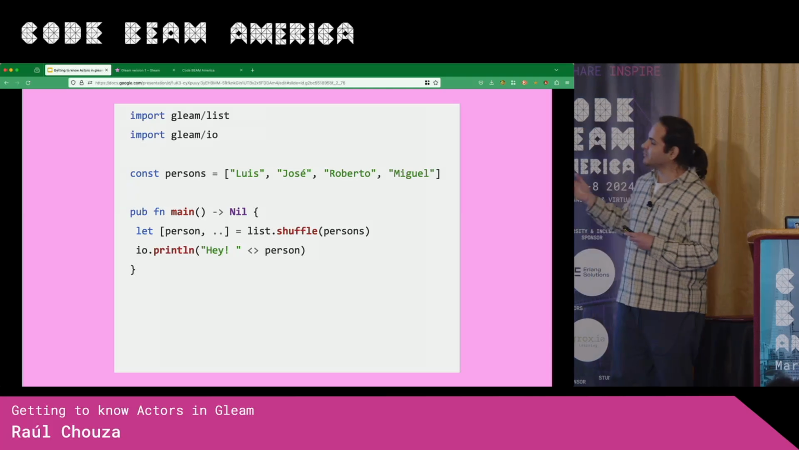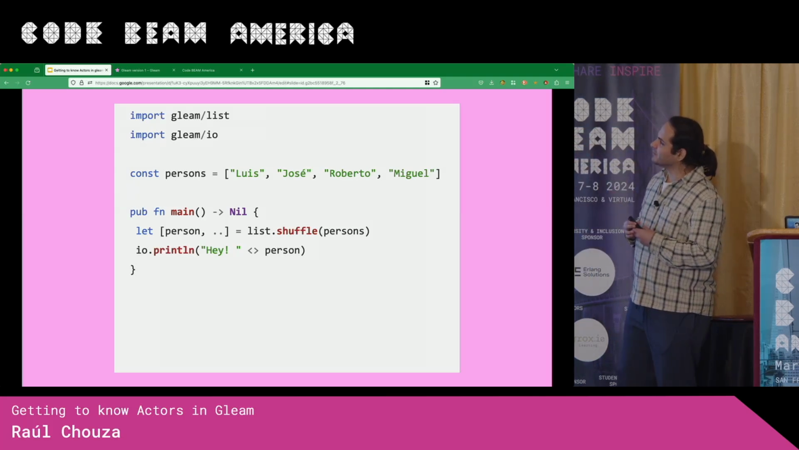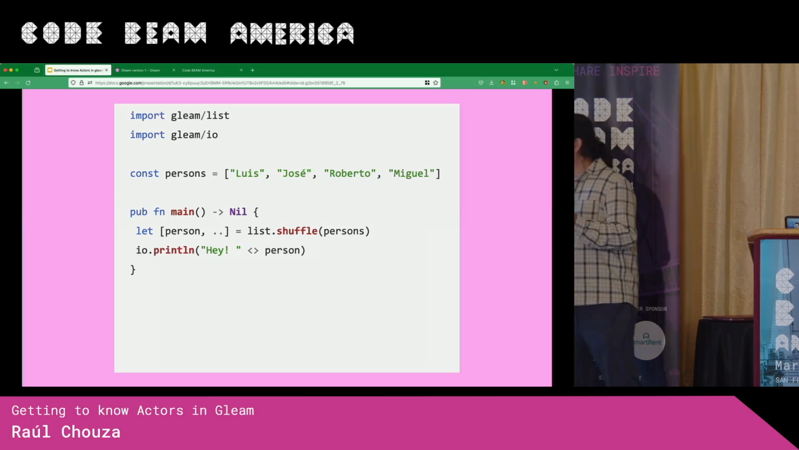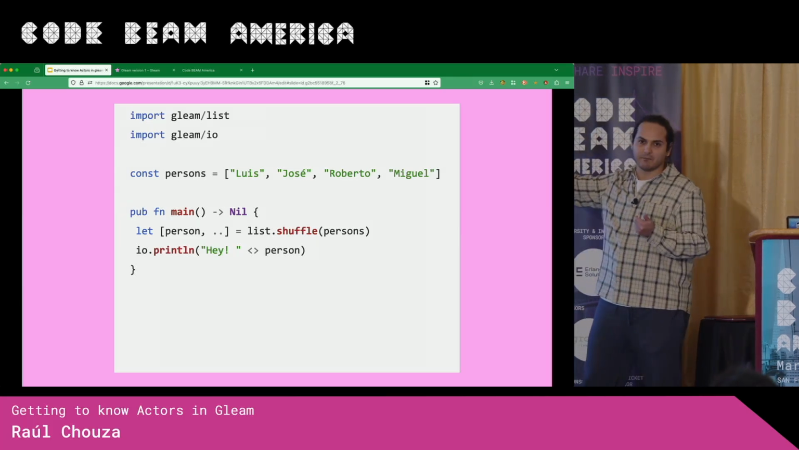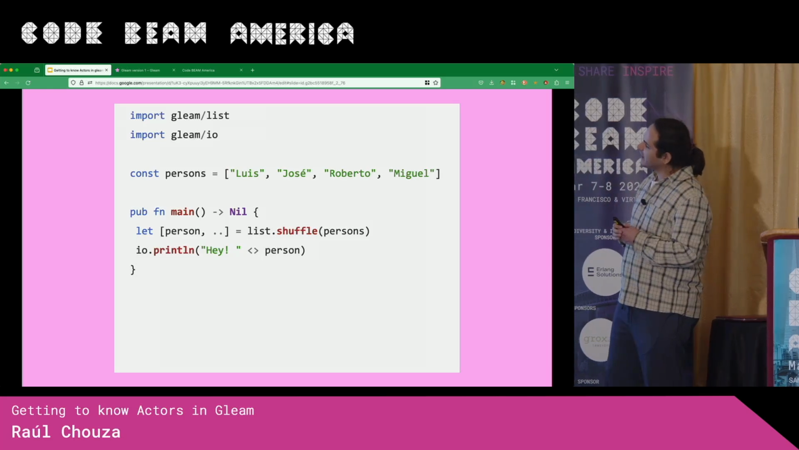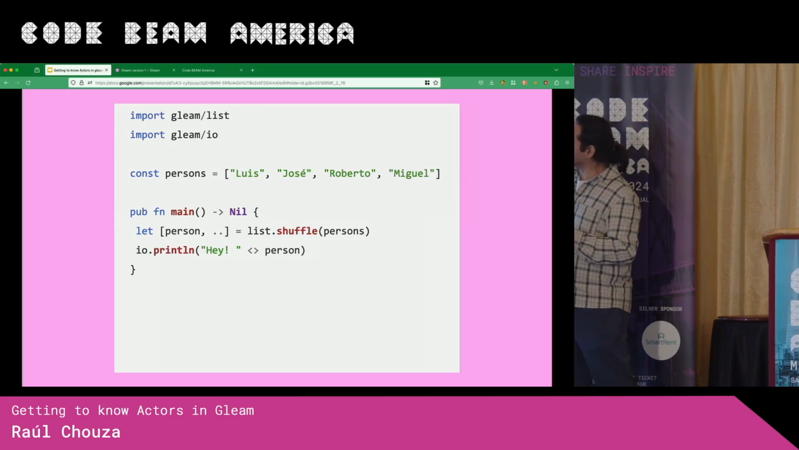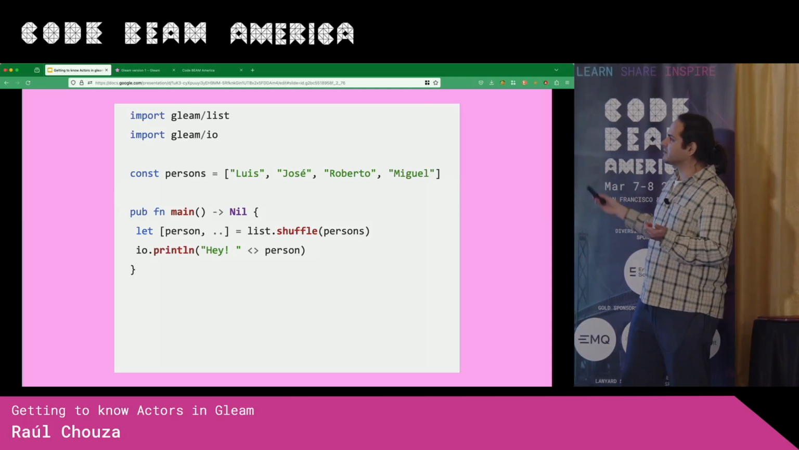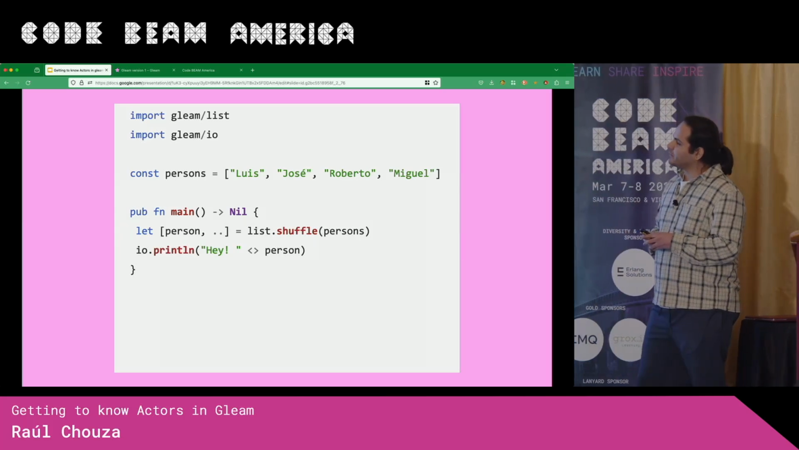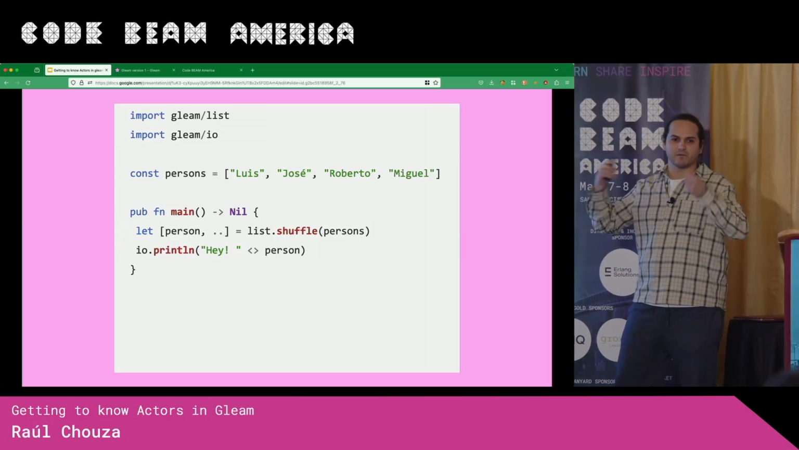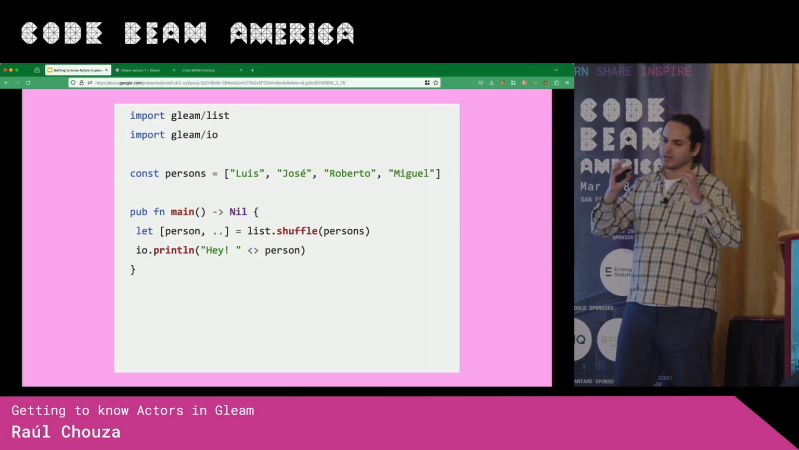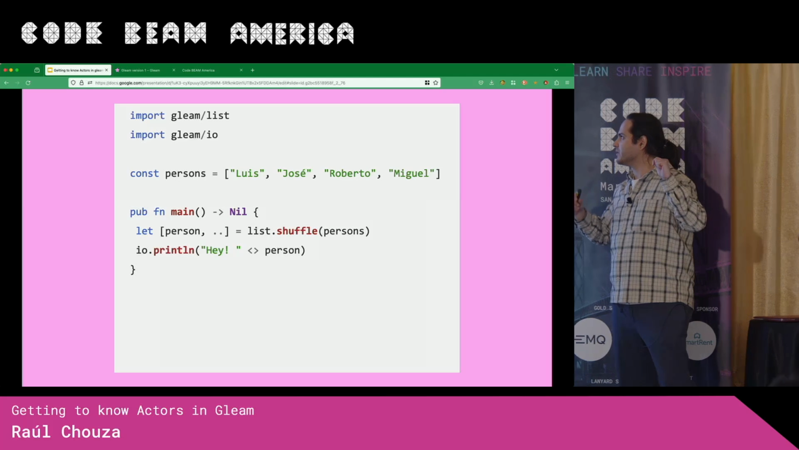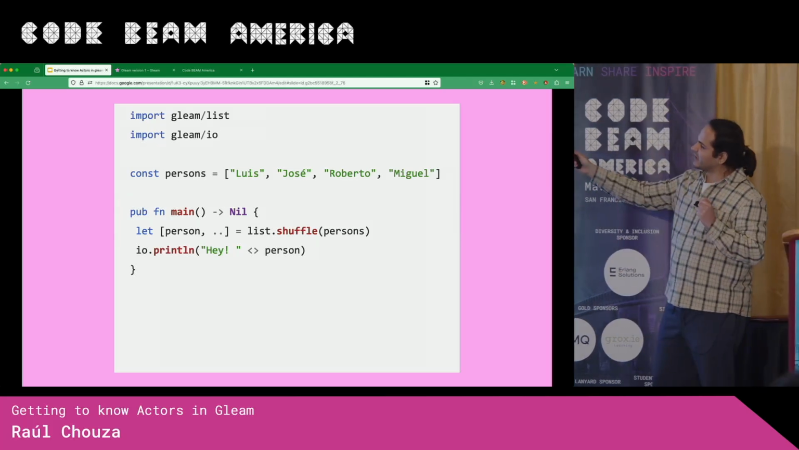So for example, here we have a complete Gleam program. At the top, we have a couple of imports from the standard library. Then in the middle, we have a module level constant, just like in Erlang or Elixir. And here we are defining just a list of names. And then the entry point of every Gleam program is the main function. So right now, we are just shuffling the list of persons. We are pattern matching with the list and getting the first element of the list. And then we are printing, hey, Chouza, or hey, Roberto, hey, Miguel. So that's what this program does.